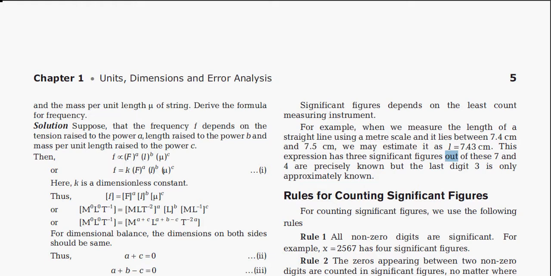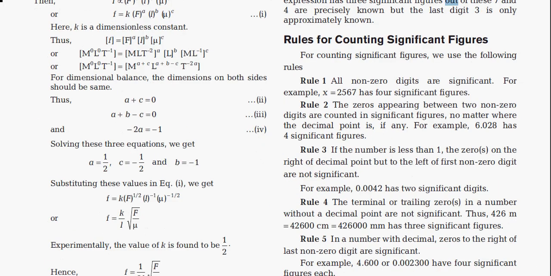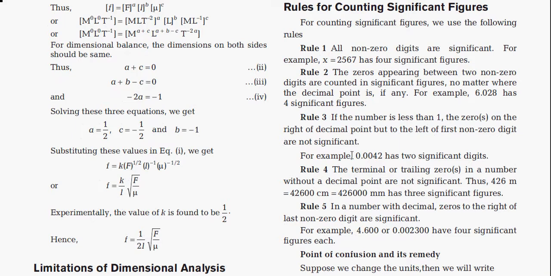Let's talk about the rules for counting significant figures. Very important rules are there. All non-zero digits are significant. So whenever non-zeros are there, like 2, 5, 6, 7, we need to consider them as significant figures. The zeros appearing between 2 non-zeros are counted as significant figures. Even if a decimal is there, like 6.028, we'll consider these as significant figures. So overall it will be 4 significant figures there.